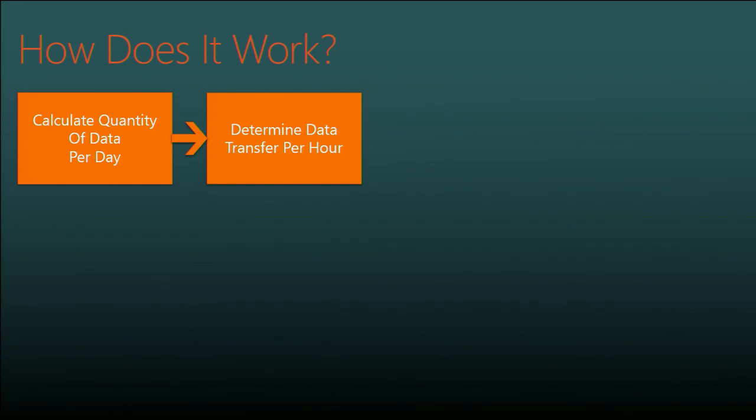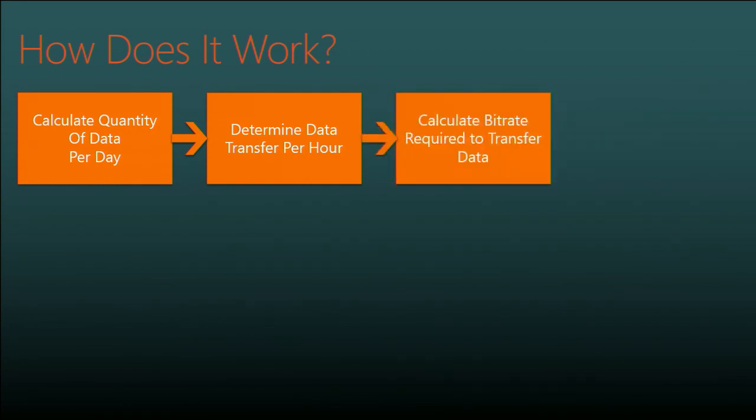And the next thing we do is we calculate the bit rate. So this is the kind of terminology the network teams are interested in. This is the network speed, the megabits per second or kilobits per second of the link. And we calculate how much per hour, what the kilobit per second or megabits per second rate is that we need to support the data.